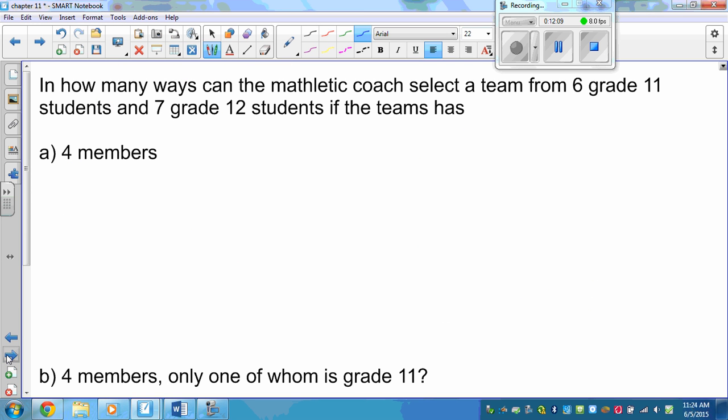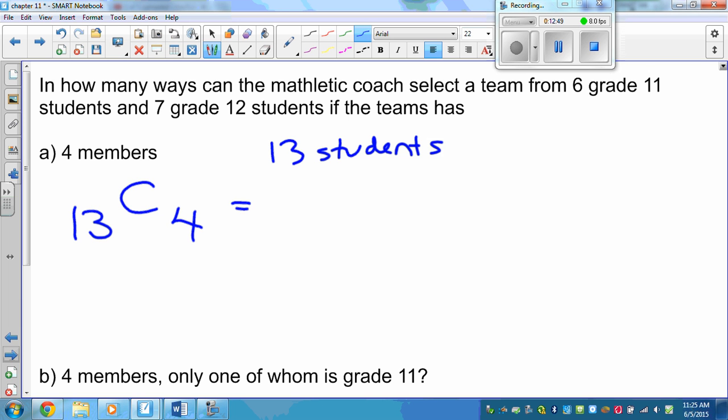Okay. And then, of course, there will always be questions where you're solving problems. Okay. How many ways can we get the mathletic coach to select a team of 6 grade 11 students and 7 grade 12 students if the team has 4 members? Okay, so I have 6 grade 11 students, 7 grade 12 students. I have a total of 13 students.